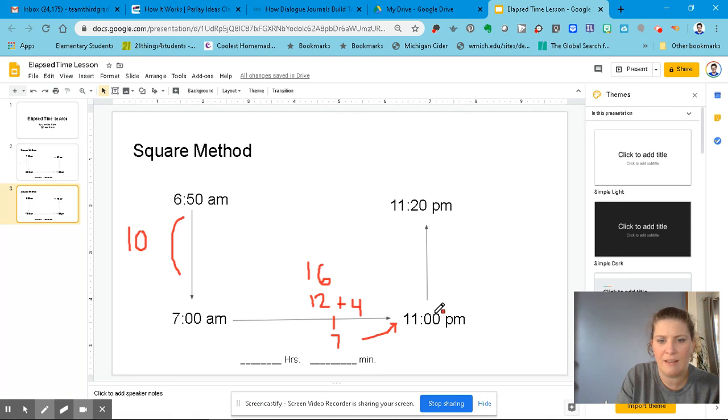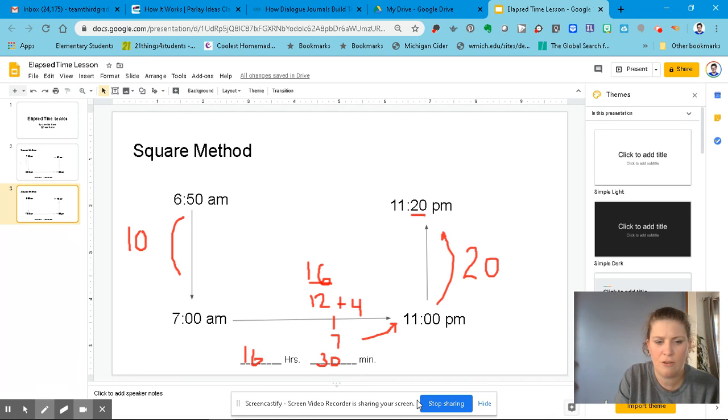And then 11 to 11:20 again. We just look at that right there, 20 minutes. And for this one, it's a little easier. We don't have to do the hour conversion. 10 minutes plus 20 minutes is 30 minutes. And we found out there were 16 hours.